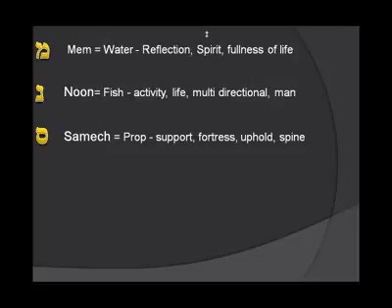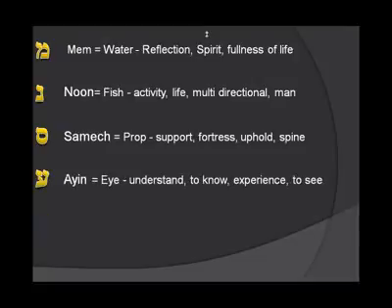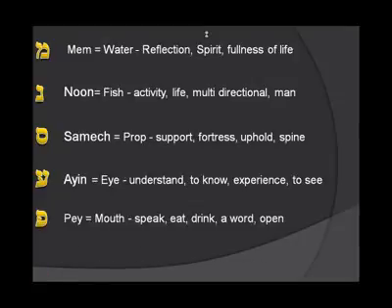Ayin is a picture of an eye. It signifies understanding, to know, experience, or to see, or to perceive. Right, Pe is the picture of a mouth. It signifies to speak, to eat, to drink, a word, or to open. And then Tzaddik is the picture of a fish hook or a host insect.